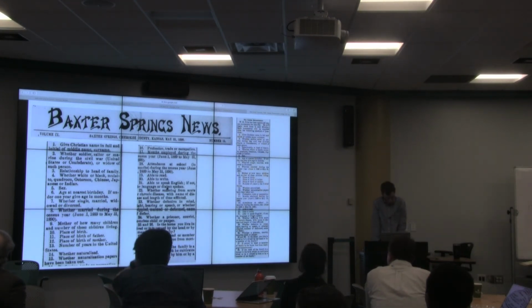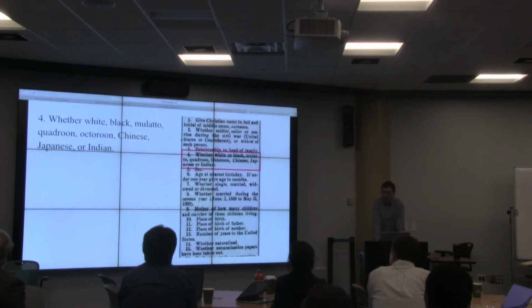It starts with these questions, the 28 questions that every enumerator is asked to fill out for every individual or every household that he or she encounters in the course of collecting this data. And this, of course, is one that gets added to the punch cards. This is the question that I became interested in. This is the race question.